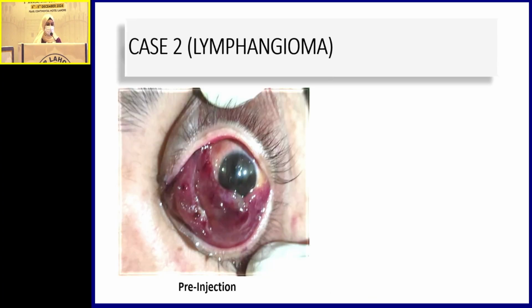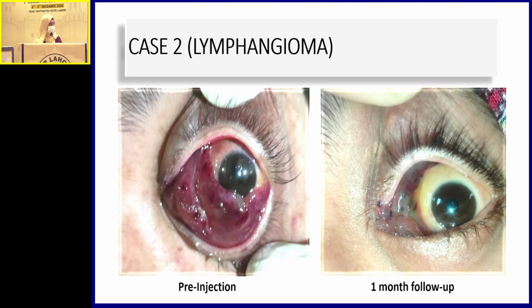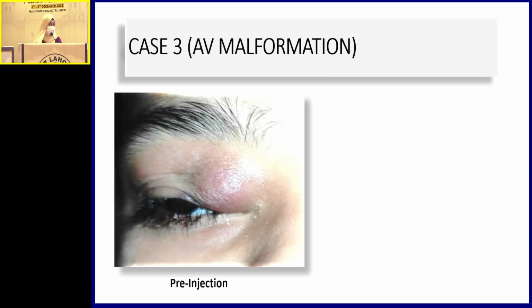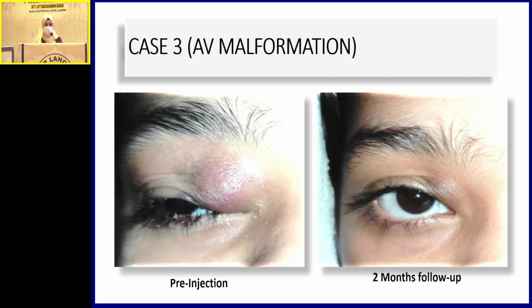This is another case of orbital lymphangioma where intralesional bleomycin was injected to this female, and this one at 1 month follow-up. Further injection was not given to this lady because she was pregnant at that time. She got pregnant afterwards. This is the third case of AV malformation, and this is after 2 month follow-up.